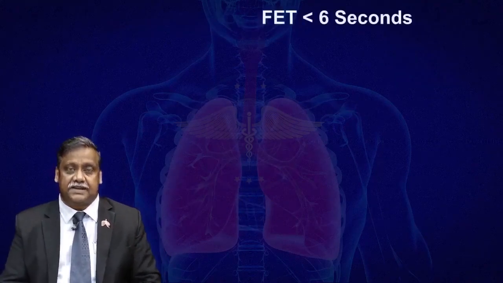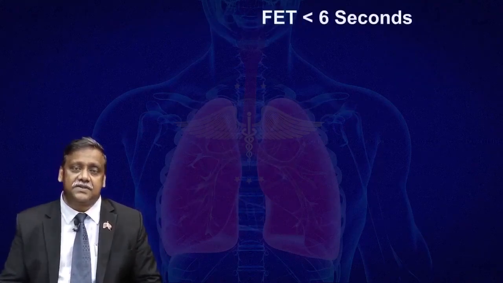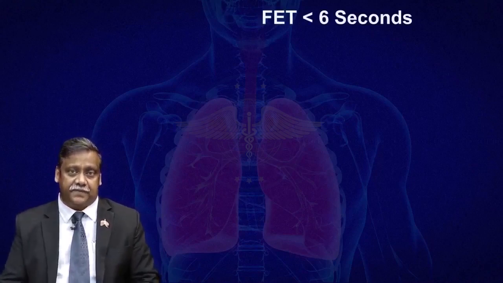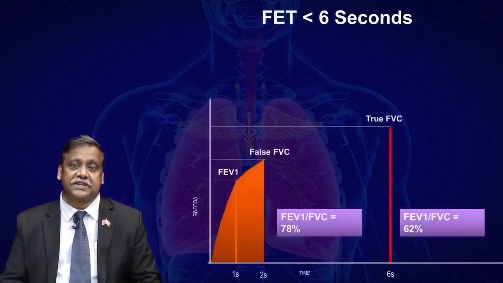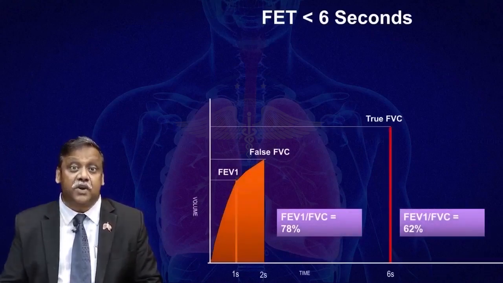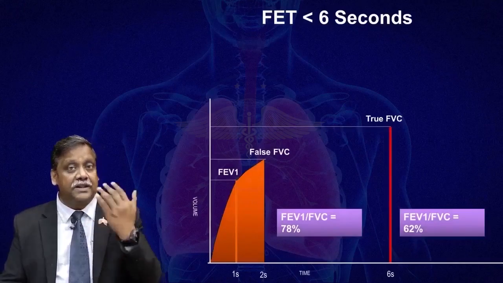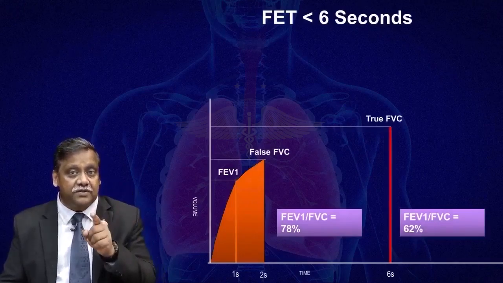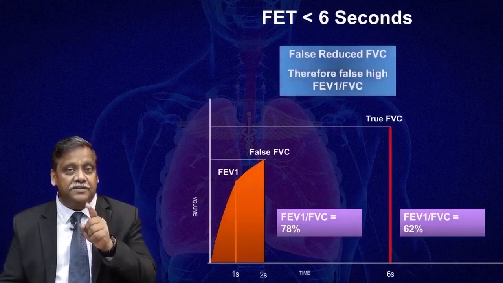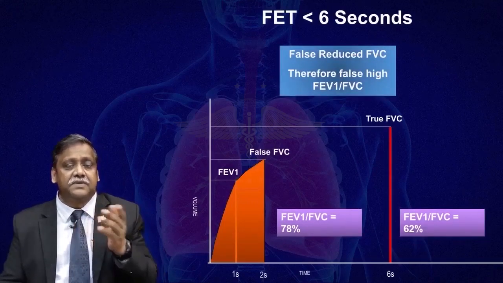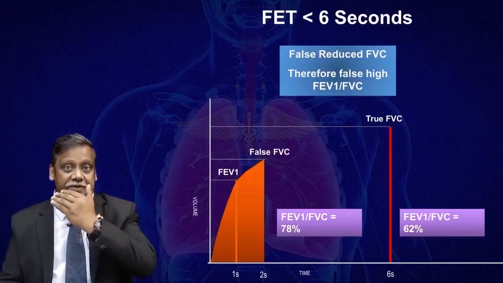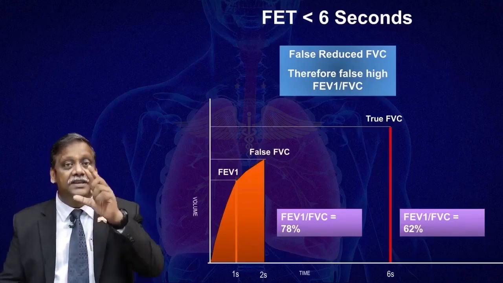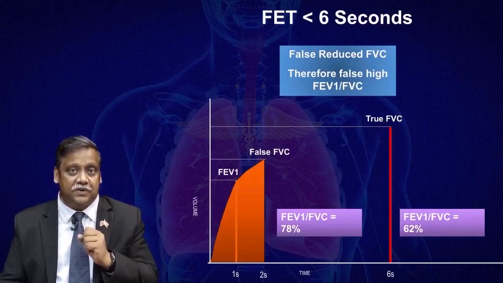So here is the importance of 6 seconds. Imagine that this was a patient who had underlying asthma, and while performing the spirometry test, the patient only blew for 2 seconds. Two seconds was not enough to remove all that air out. So what you are seeing over here is a false low FVC, because the patient did not blow for longer than 2 seconds. Had he continued to blow for more time, he would have removed more air out. But because he did not, his FVC value is now falsely low.